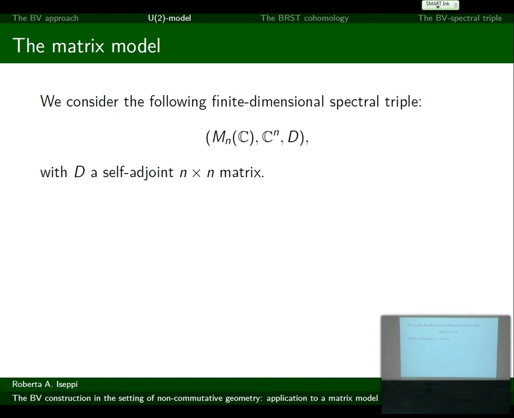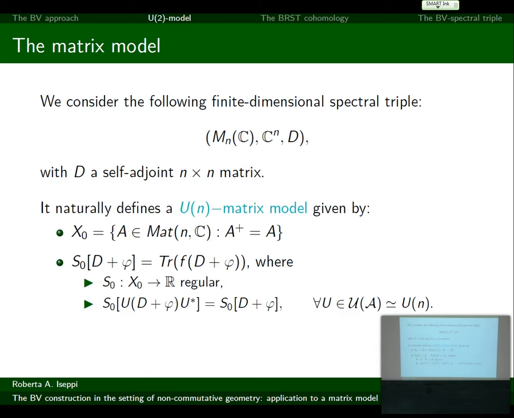So let's apply the construction that we have seen before in this case. What is the corresponding gauge theory? The corresponding gauge theory is just a U(N) matrix model where the initial configuration space is given by the self-adjoint n by n matrices, and S0, as I said, is the spectral action, which is invariant under the adjoint action of the unitary elements of the algebra, and in this case it's simply U(N). So this is our U(N) matrix model, but for now we are just going to consider n equal to 2 and apply the construction to this particular case.